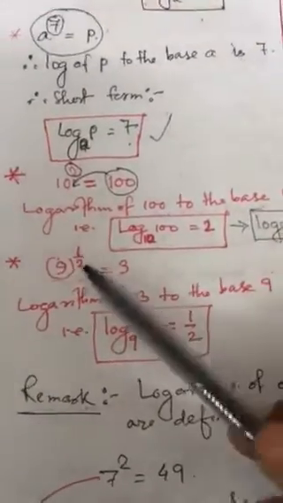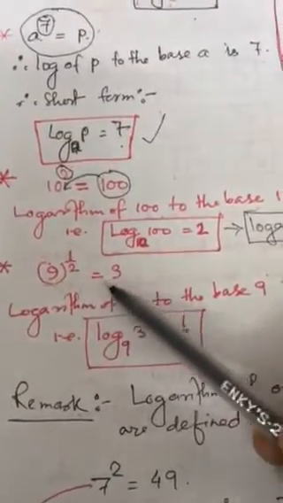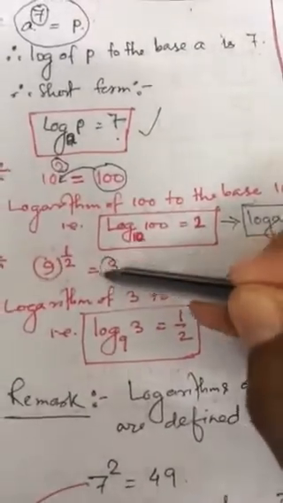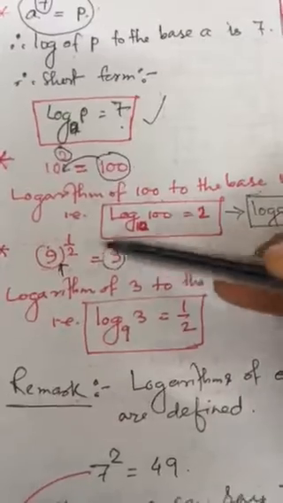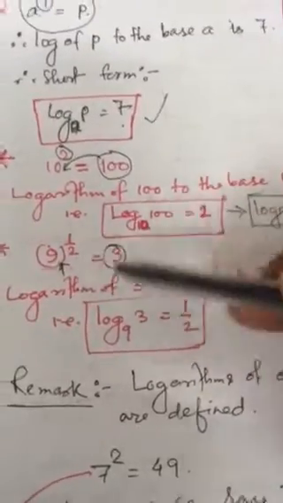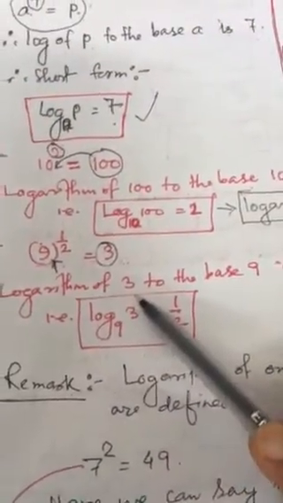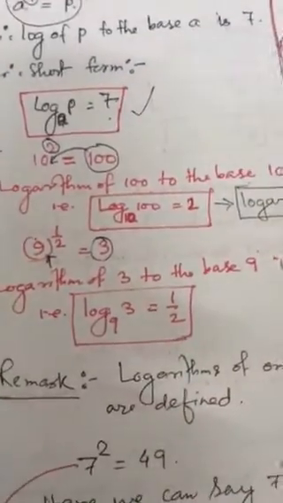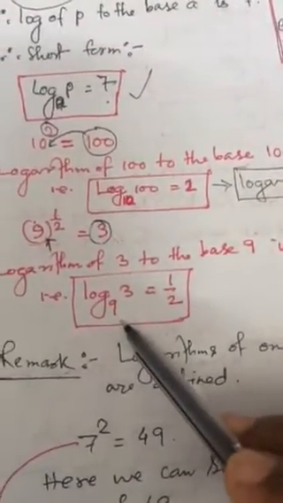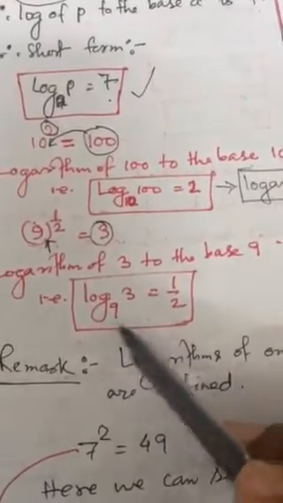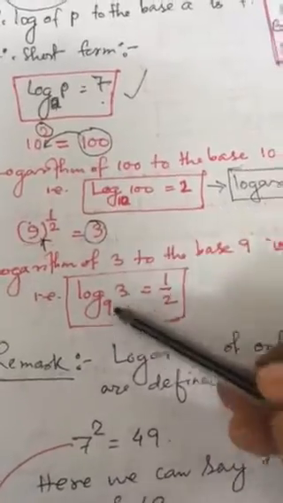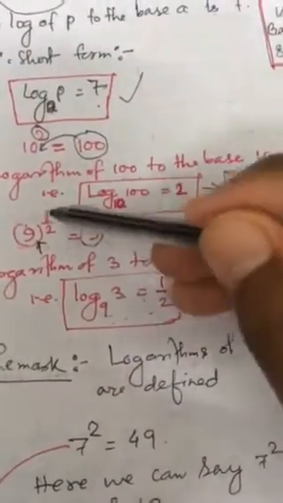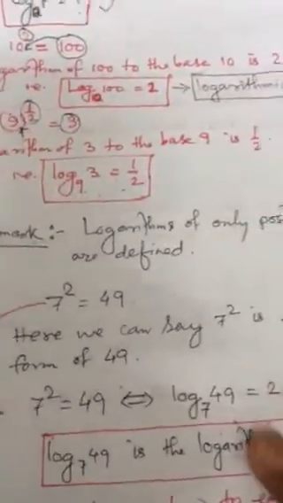Now here, 9 to the power half equal to 3. It means log of 3 to the base 9 is half, that is 1 by 2. In short form, or in logarithmic notation, you can write log of 3 to the base 9 is half. Got my point?